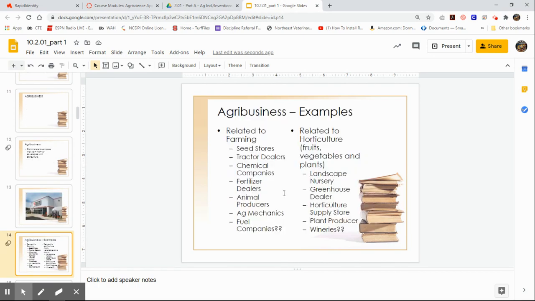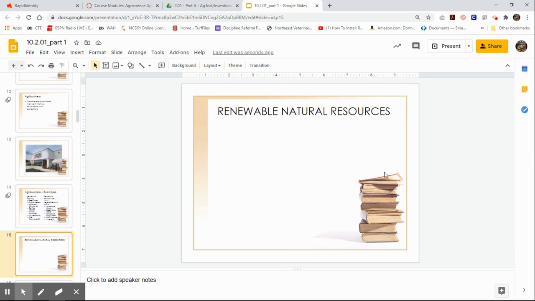There's two different classes. It could be related directly to farming, or it could be related to horticulture. This horticulture area, when we talk about greenhouses and nursery and landscaping, that is the number one economic industry in all of North Carolina. The green industry makes more money than any other industry. So really, really valuable asset to all of North Carolina.